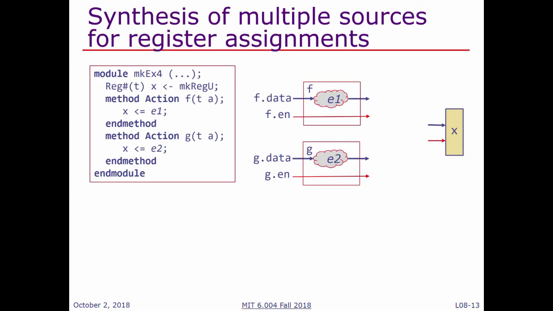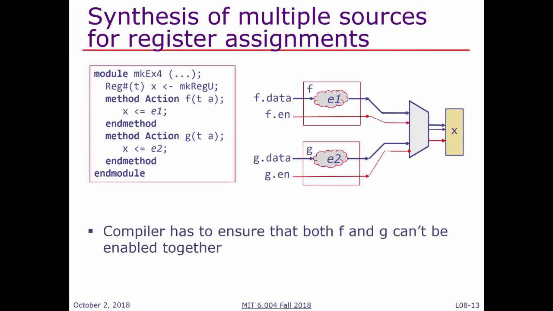Okay, so now we have an additional problem. We have this problem when synthesizing multiple sources for a register assignment. So you have F and G, so this is what we will generate for this. And remember on the side that both F and G are not true at the same time.